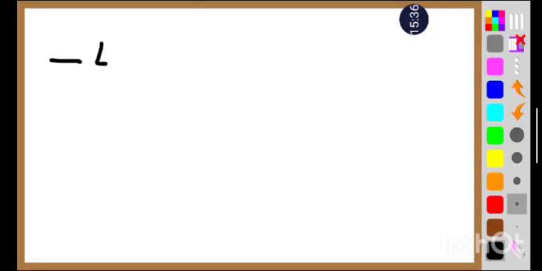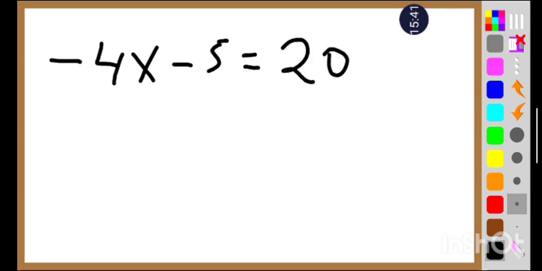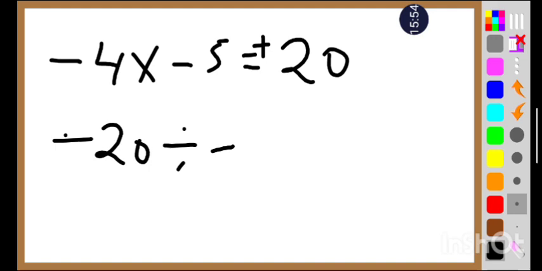So if you have negative 4 times negative 5, it gives us positive 20. Talking about division, if you have negative 20 divided by positive 4, look at the sign. Negative, positive is negative. 20 divided by 4 is 5. So we have that negative 20 divided by positive 4 is negative 5.